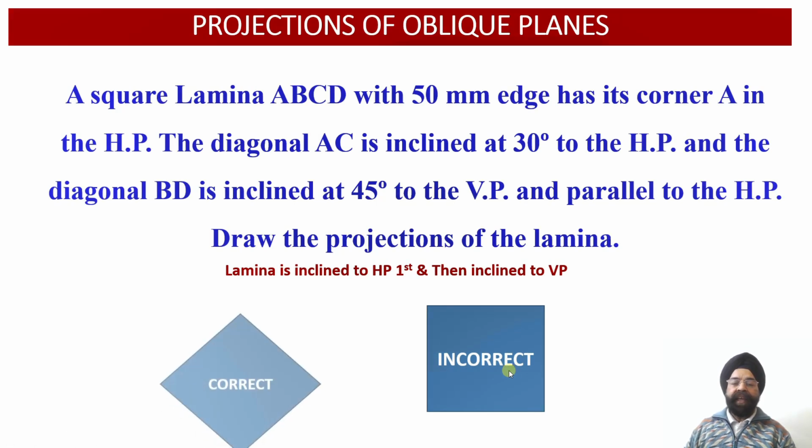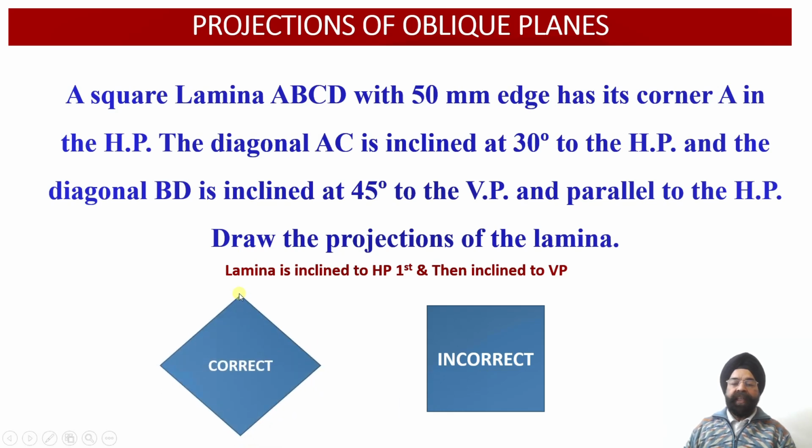But if we are able to locate the square lamina in this orientation, then we will find that whenever we incline the surface of the lamina with respect to the horizontal plane at an angle of 30 degree, it will be resting on one of its corners on the horizontal plane. Or even if we incline it in this orientation, still it will be resting on the ground at one of the corners of this particular square lamina over here.